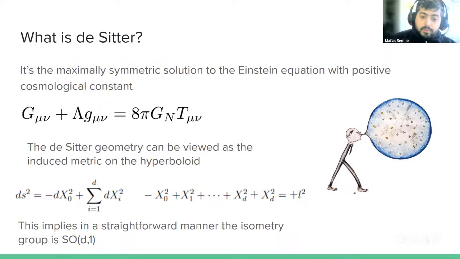And an important feature is that the isometry group is SO(d,1), which is very different from the compact groups and very different from what we know in Lorentzian AdS, where the group is SO(d-1,2). So let's move on.